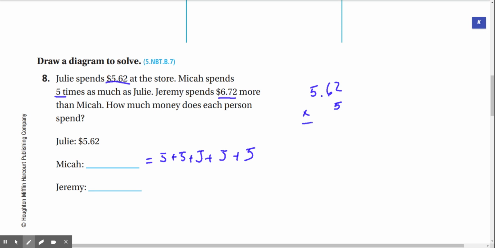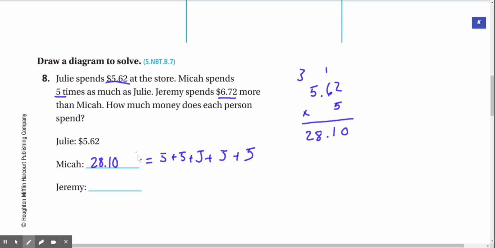So that's basically going to be 5.62 5 times, or 5.62 times 5, right? 5 times 2 is 10. 5 times 6 is 30, plus 1 is 31. 5 times 5 is 25, plus 3 is 28. It gives us $28.10.